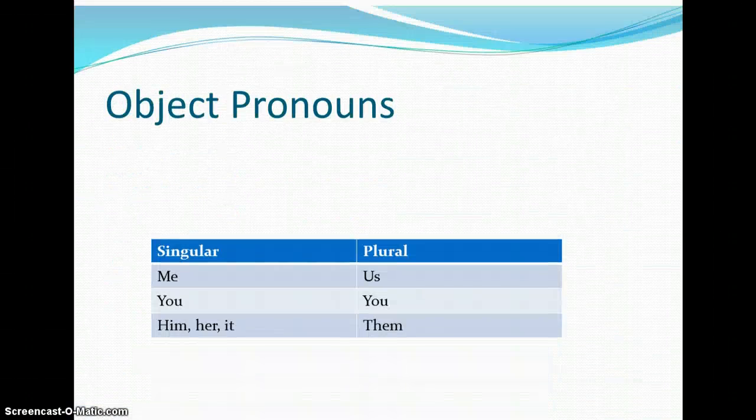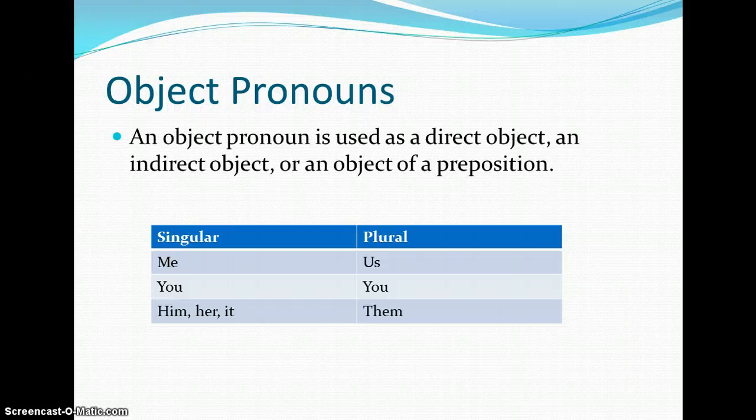Okay, so now we're going to talk about object pronouns. And you have a chart there, which is also on page 63. Again, just like the subject pronouns, you're going to want to become very familiar with this chart. An object pronoun is used as a direct object, an indirect object, or an object of a preposition. And we know what that is because we've been learning about that in different lessons throughout the year so far. And think about it in terms of singular or plural. Singular meaning one, me. Plural would be more than one person, us.